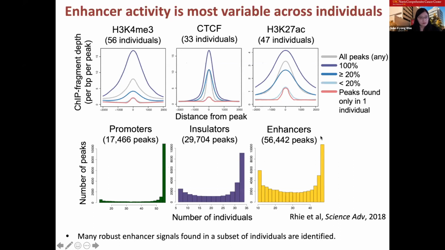However, insulators and enhancers, which are located at sites distal from promoter regions, seem to have some peaks which are not found in all individuals, but only in a subset. The numbers are about 29,000 for insulators, and in the enhancer case, we found a lot more, 56,000. You can see that compared to insulator signal, there are a lot more, and stronger, enhancers found only in a subset of individuals. So enhancer activity is the most variable across individuals for a given cell type. We did this assay in one cell type, neurons.